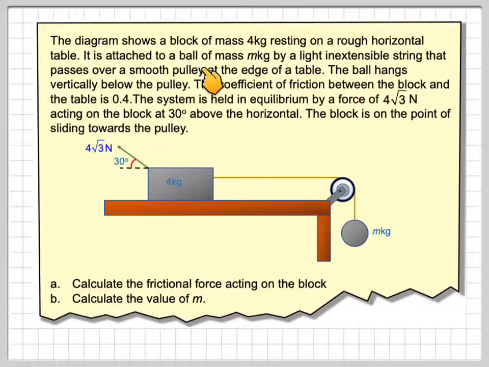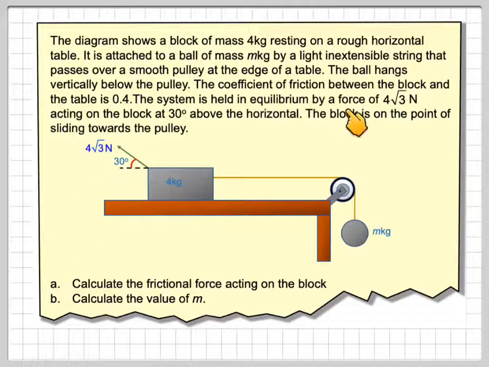The diagram shows a block of mass 4 kilograms resting on a rough horizontal table. It is attached to a ball of mass m kilograms by a light inextensible string that passes over a smooth pulley, so there's no friction on the pulley, at the edge of the table. The ball hangs vertically below the pulley.